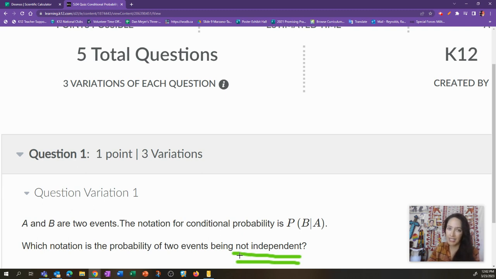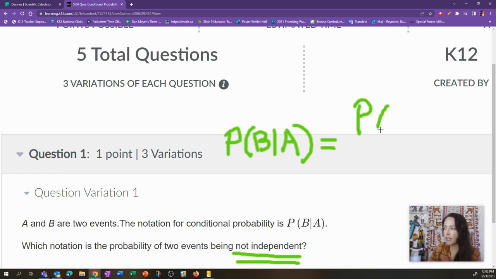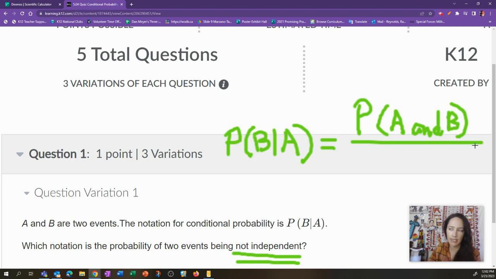When it is not independent, meaning the outcome is affected, the probability of B given A can be found if we know the probability of A and B happening, over the probability of the given.